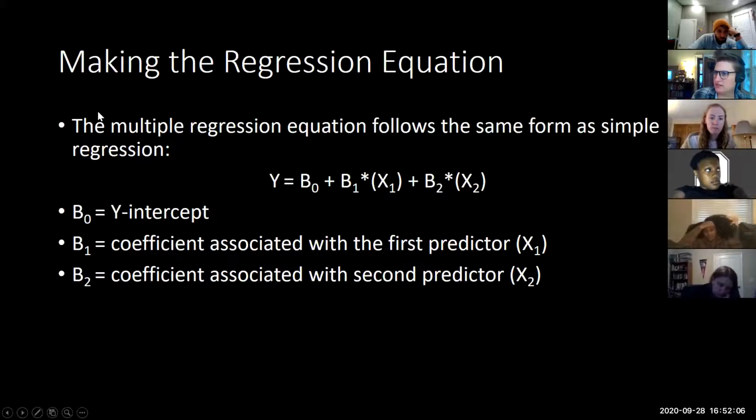I already said this. This is making the regression equation. How do you do that? We have the y, we have the y-intercept, we have each coefficient for each predictor that you have in the model.